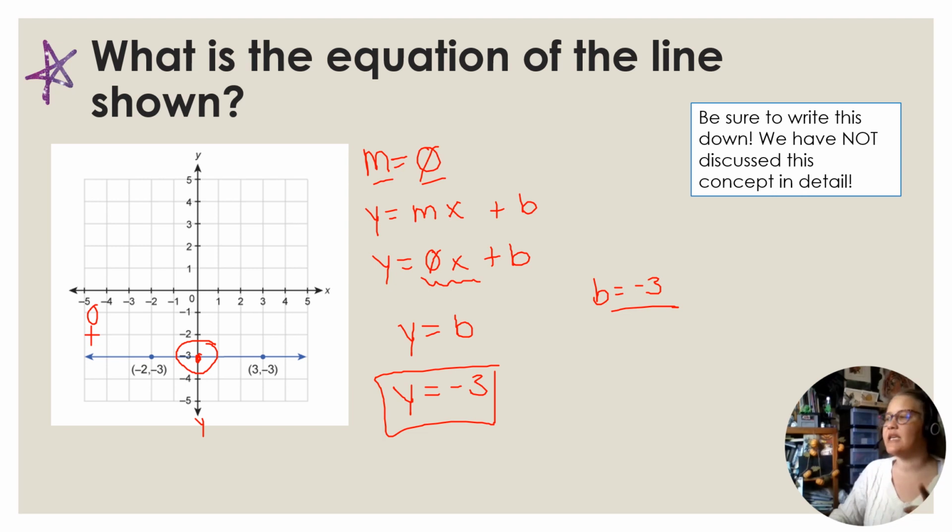Because for any given value of x, our y will always be -3. What does that mean? Well, that means that at -4, y is -3. At -3, y is still -3. At +4, y is -3. At +5, y is -3. At positive 567 for x, way over here by my head, y is still going to be -3.